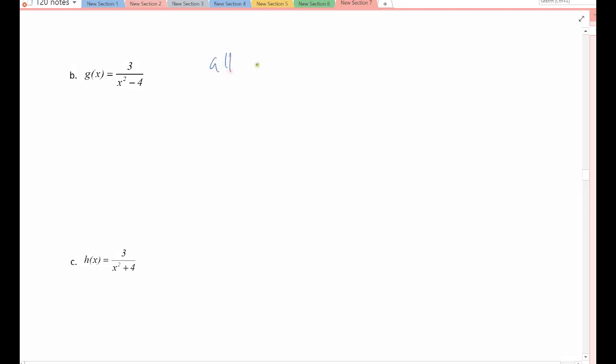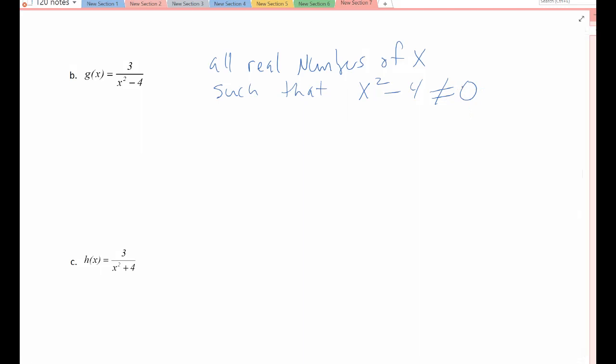I want all real numbers of x such that x squared minus 4 cannot be 0. I have to exclude those. So that's sort of the verbal description of what I'm going to solve for. So I have to throw away, exclude, any of those guys that cause the denominator, the x squared minus 4 in the denominator, to be 0. So that's what I have to figure out.